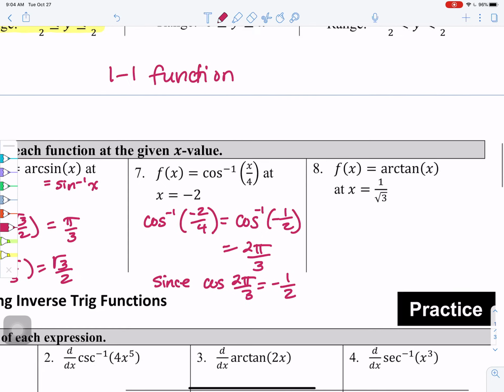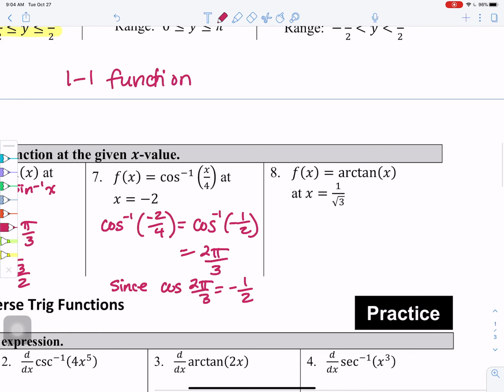Okay? Let's look at our last one. F of x is the tan inverse of x, and what we're looking for here is 1 over root 3. So the tan of theta is equal to 1 over root 3. So what would that angle be?